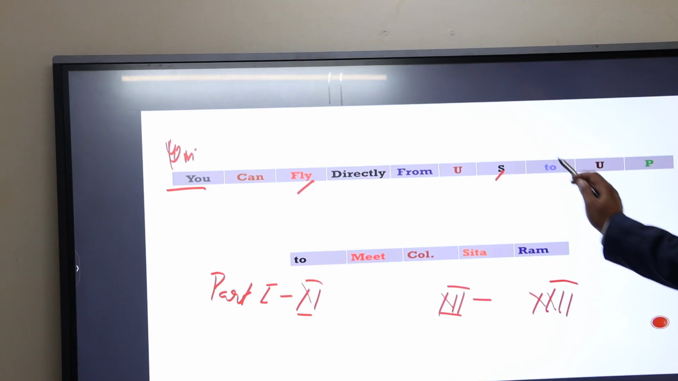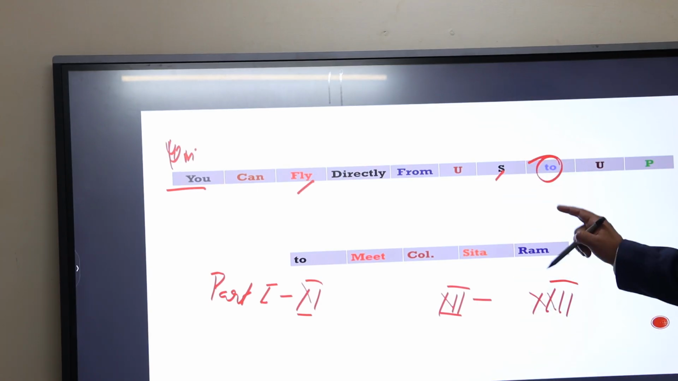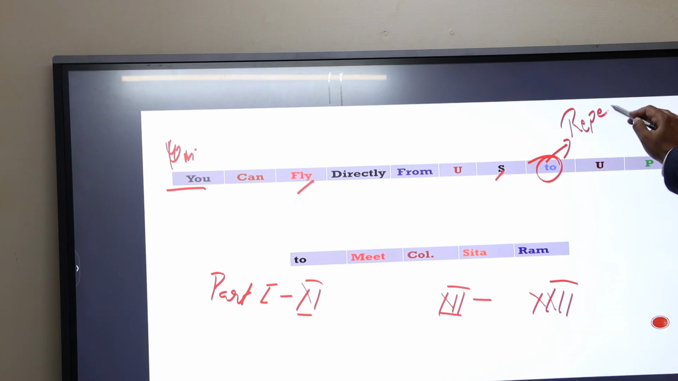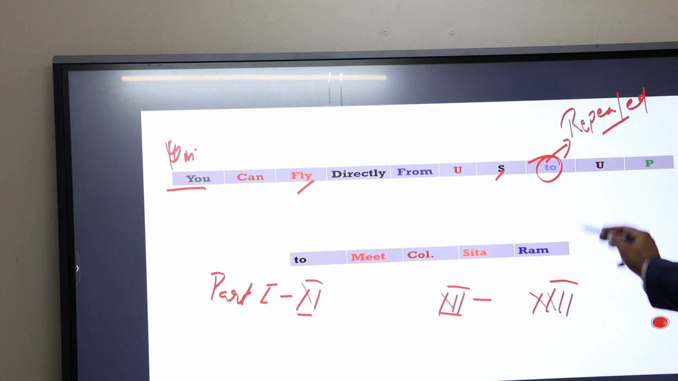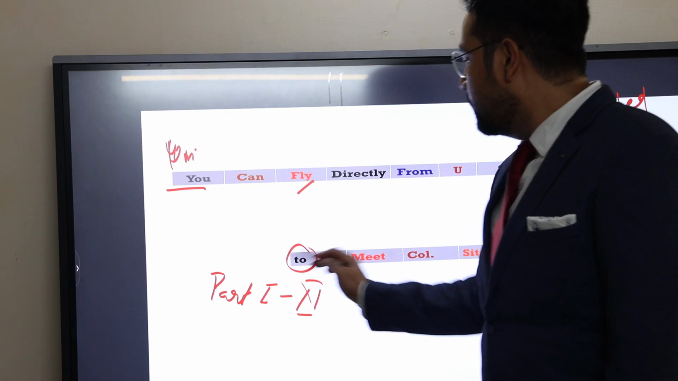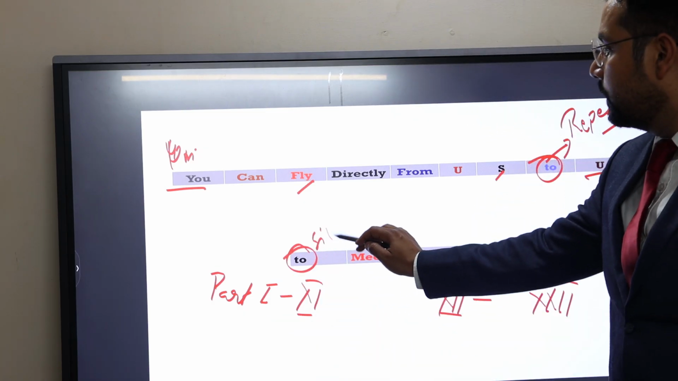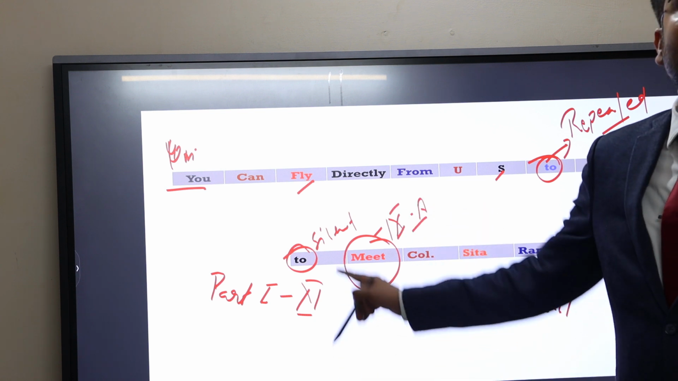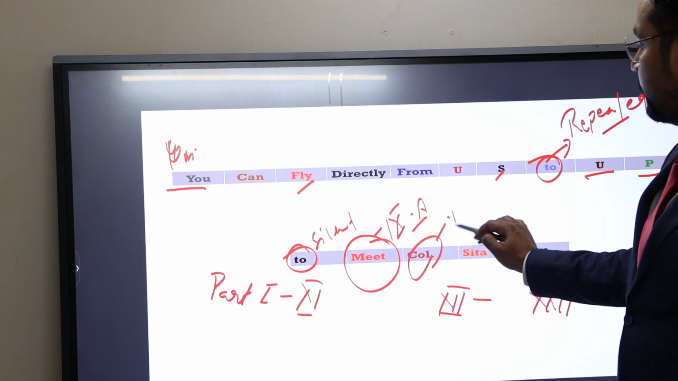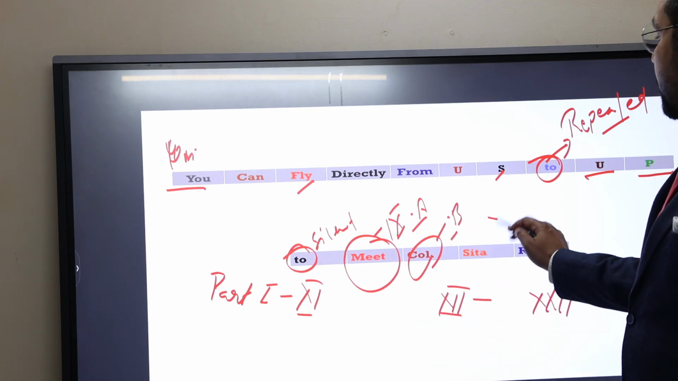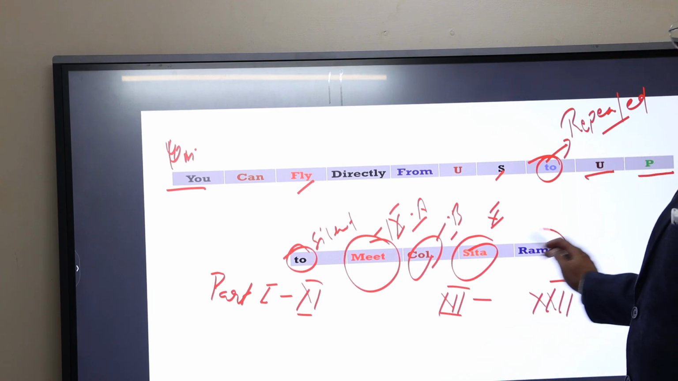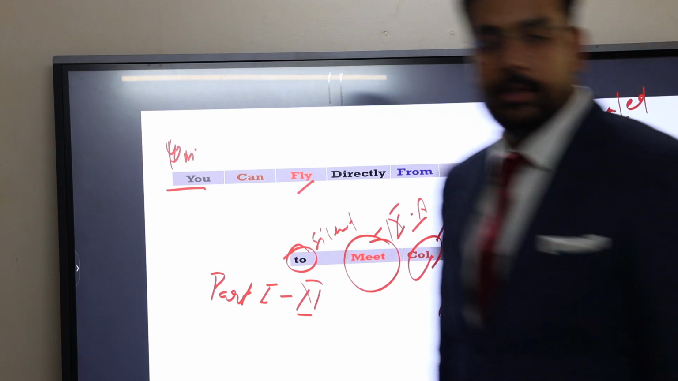S for states. The 2 is a smaller one, it is not in caps, it is in smaller, and for that we will see that there is a repealed provision of part 7. Then again, U for UT, P for Panchayati Raj, part 9. Here comes part 9, this 2 is silent. Here comes part 9A, that is municipality, part 9B, that is cooperative society. Here comes part 10, schedule and tribal area, and then part 11, relation between the center and state.